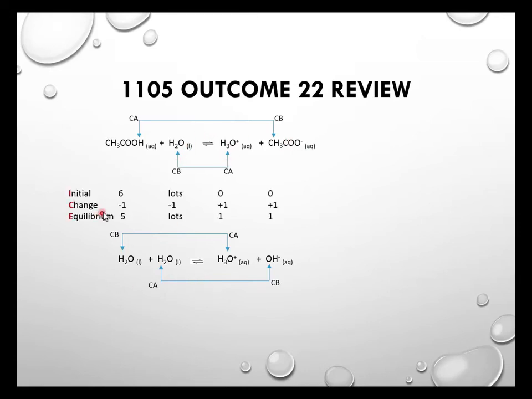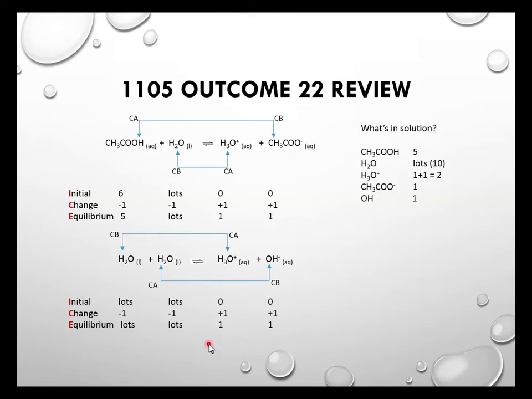Because this is an equilibrium, we would do initial change equilibrium and ice table for both of them. In the top one, it would be starting with 6 recipe species. We only lose one of those because that's our convention for a double arrow. We lose 1 water, gain an H3O plus and an acetate. So at equilibrium, we have still 5 acetic acid molecules, lots of water, 1 H3O plus and 1 acetate. And the water-water reaction looks the same as always.